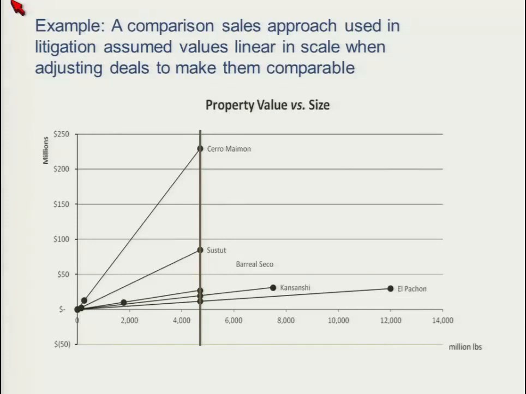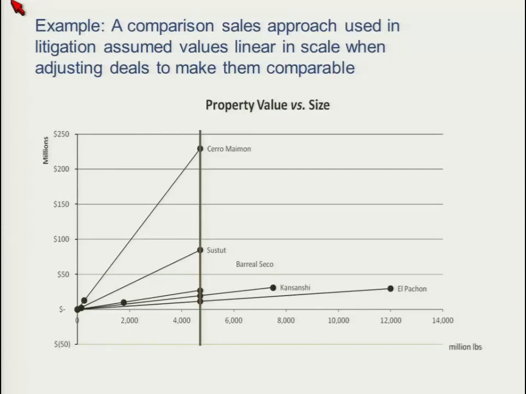Here are the values, and here are the sizes in terms of millions of pounds of contained copper. So we have 5 data points. The linear scale adjustment takes a slope through the origin and projects it up onto the size of the target asset. That's what we're doing when we make size adjustments. This is all buried in the ratios and nobody knows they're doing this, but this is actually what's going on. So Cerro Maimon was projected from a value of about 10 million up to 240 million. That was the adjustment for size.